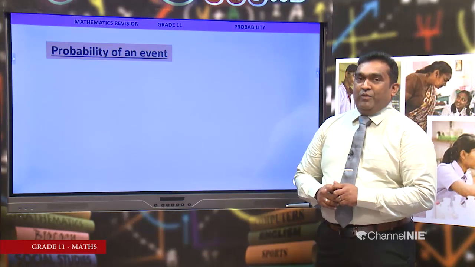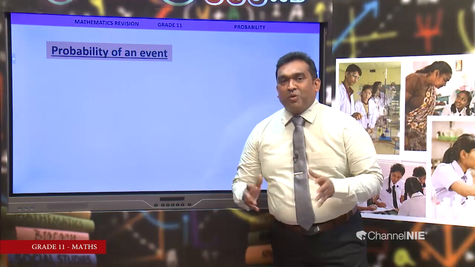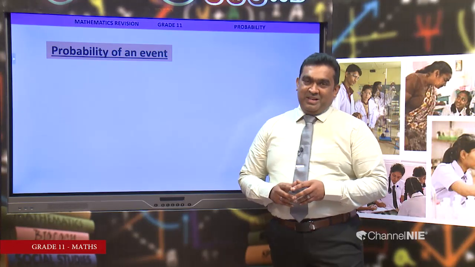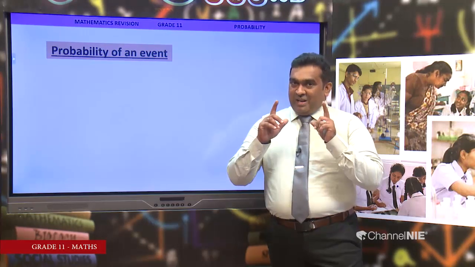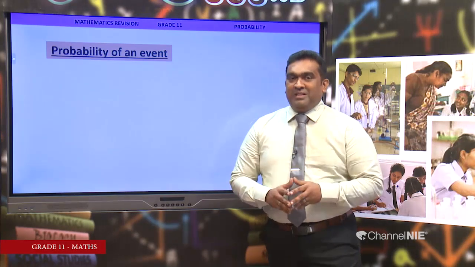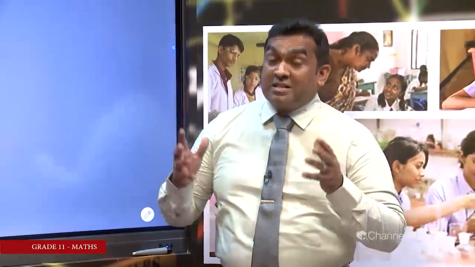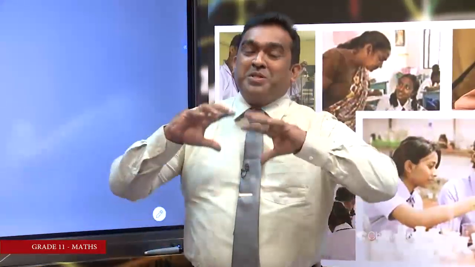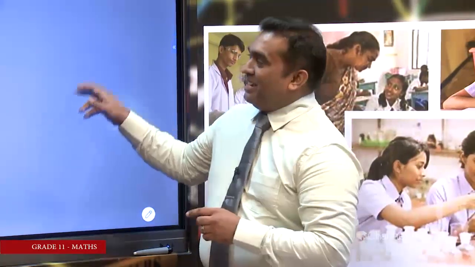the probability of an event. How to define the probability of an event? In an experiment, the set containing total outcomes is defined as the sample space. Using the sample space, we can define an event. In that case, we want to find out the possibility of that event occurring. You can see the definition.